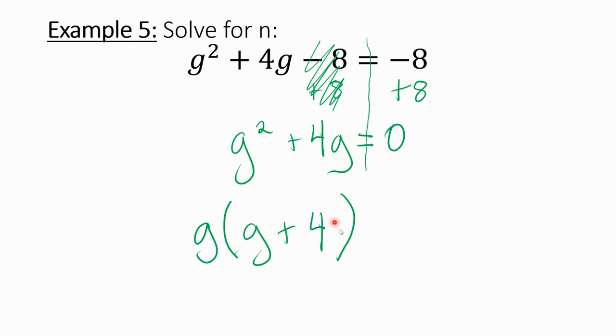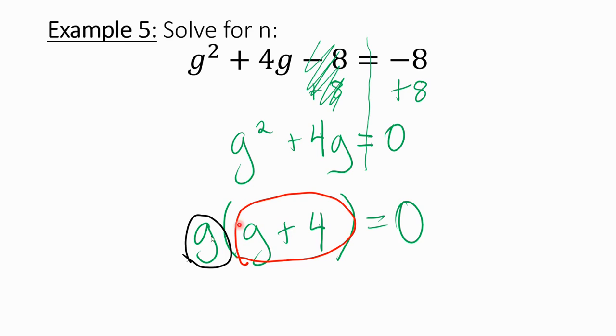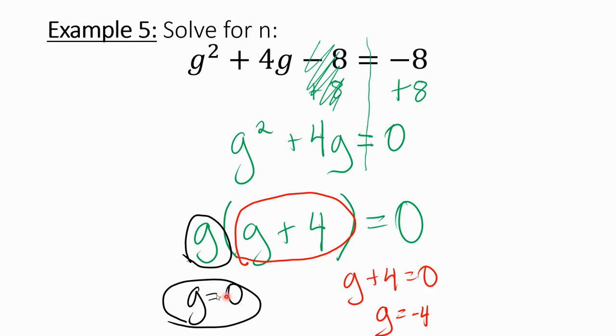It still equals 0. Okay, this one looks a little bit different, but I do still have two things multiplied together. I have g times g plus 4. So either this equals 0 or this equals 0. So I'm going to set both of these equal to 0. So when I set g equal to 0, hey, it was just already solved for g equals 0. With my other one, I needed to do one step to solve, and I ended up with g equals negative 4. All right, so there's our two solutions this time as well.